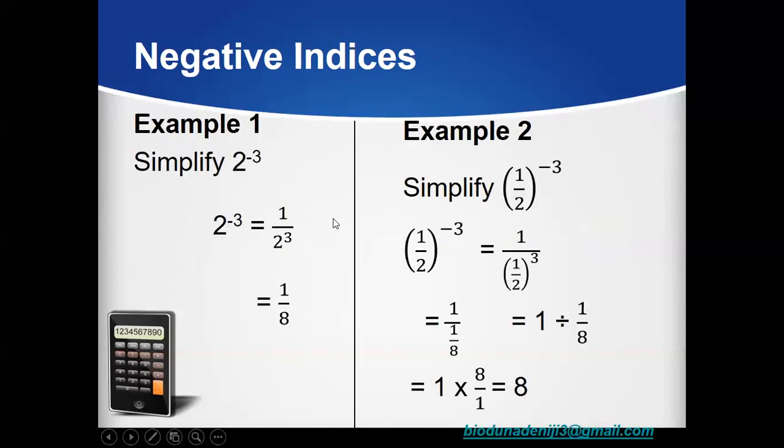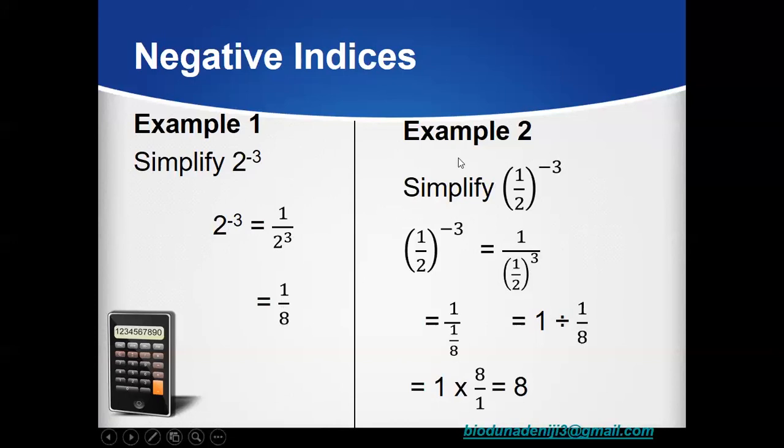Let's look at an example. Simplify 2 raised power minus 3. So minus 3 is a negative index. In simplifying this expression, 2 raised power minus 3 will become 1 over 2 raised power 3, which will give us 1 over 8. 2 raised power 3 is 2 times 2 times 2. 2 times 2 is 4. 4 times 2 is 8. So that is how we got it here.